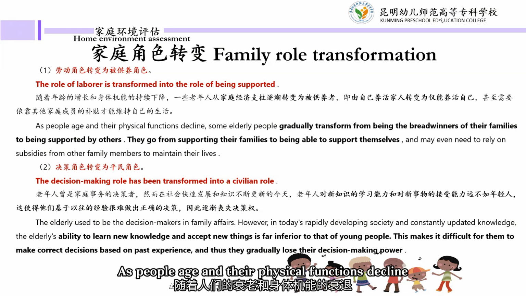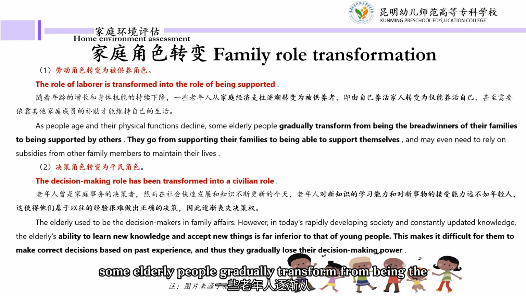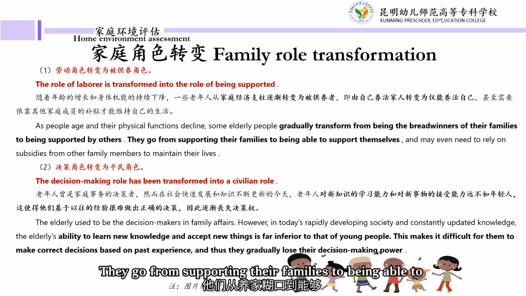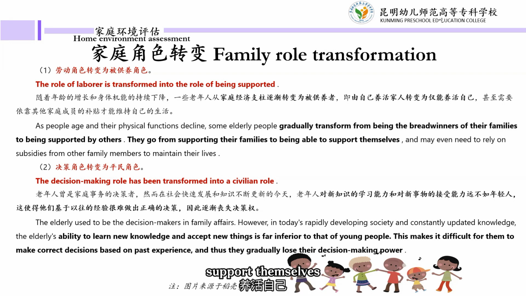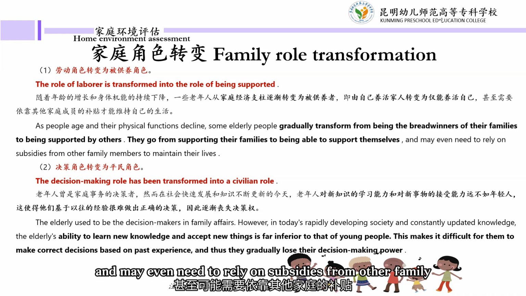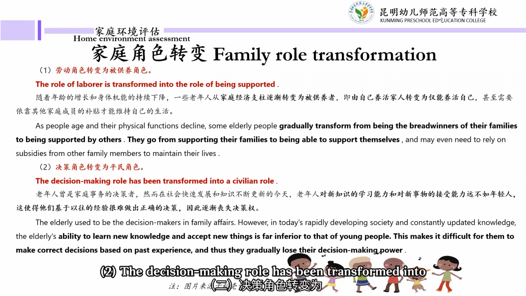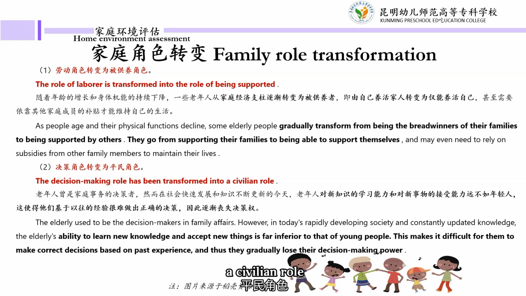As people age and their physical functions decline, some elderly people gradually transform from being the breadwinners of their families to being supported by others. They go from supporting their families to being able to support themselves, and may even need to rely on subsidies from other family members to maintain their lives. 2. The decision-making role has been transformed into a civilian role.